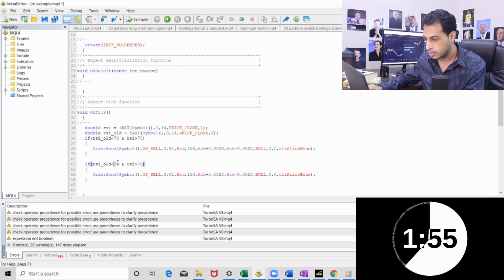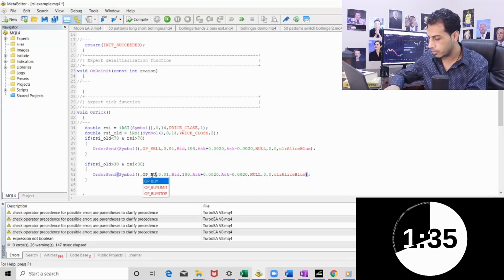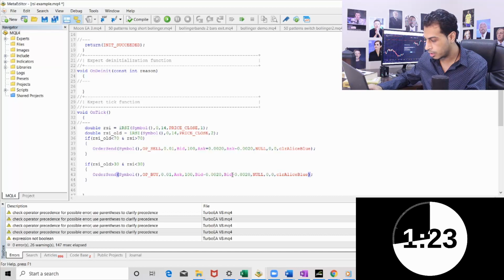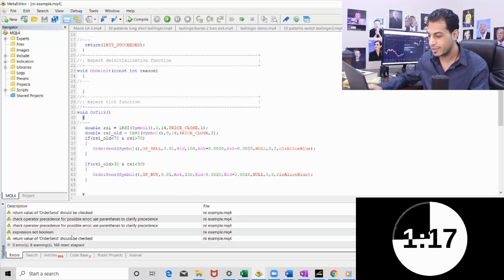Now I'm going to say if the RSI is above 30 and the new RSI is below 30, then I'm going to open a buy position. So buy position, and it will be at the ask this time, and right now everything will be just the opposite, and here minus and bid and plus, and we are done. That is it. Do we have an error? We took less than 5 minutes as promised, gentlemen.